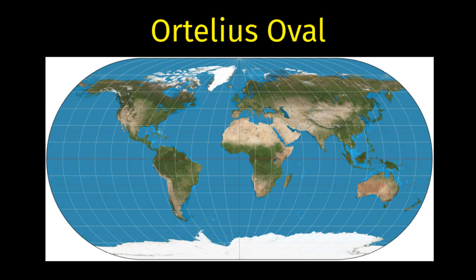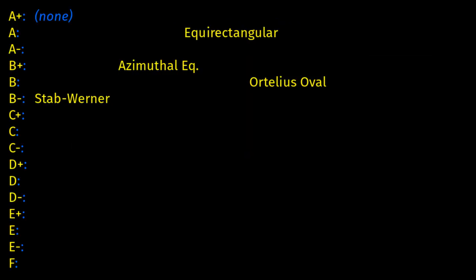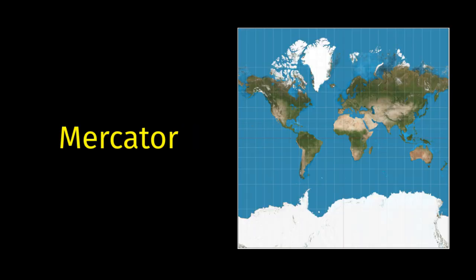This is our first compromise projection, in that rather than trying to be perfect on one desired aspect of a projection, it is a small amount bad on many factors. It looks somewhat decent. B tier. Next, the Mercator projection. Most people know about this one, the one where Greenland looks as large as South America despite having less than 1/8 the size.